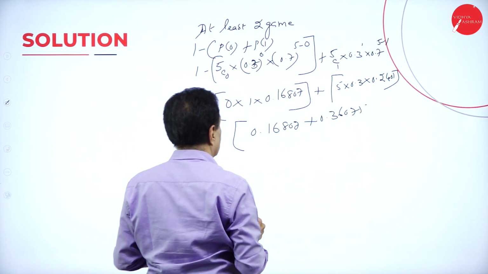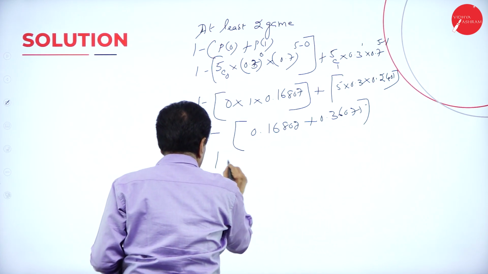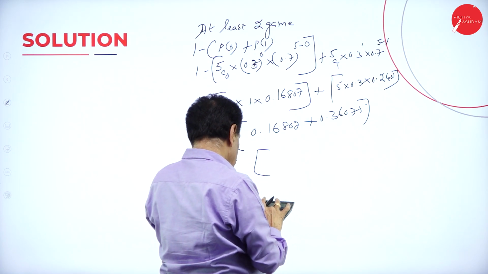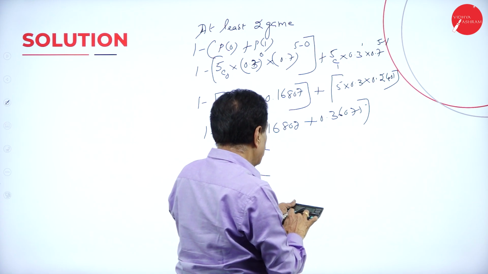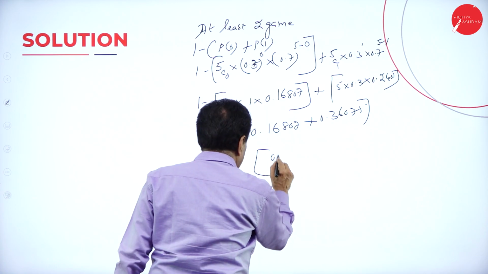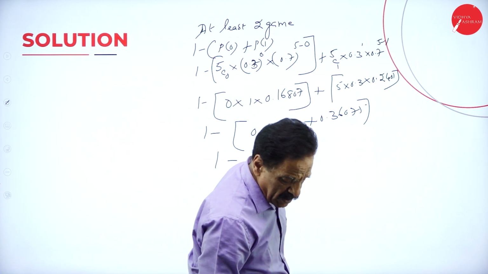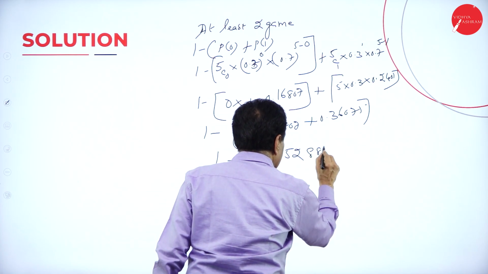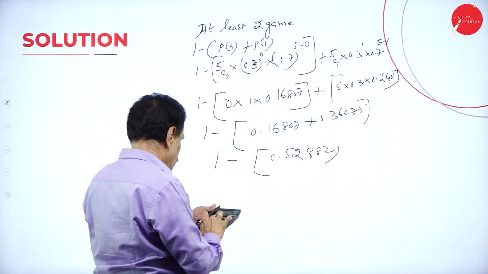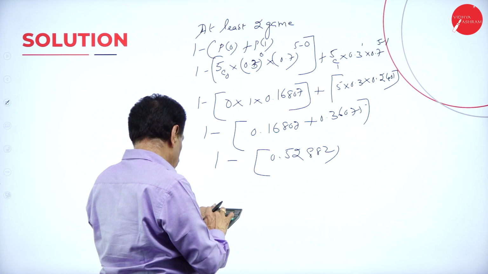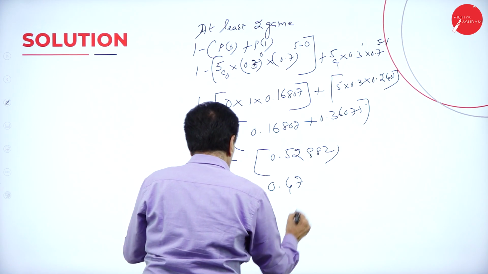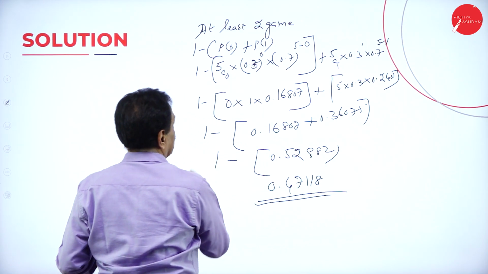0.36075. Add this: 1 minus 0.16807 plus 0.36075, that is 0.52882. Deduct 1 minus 0.52882, which is 0.47118. This is the answer.